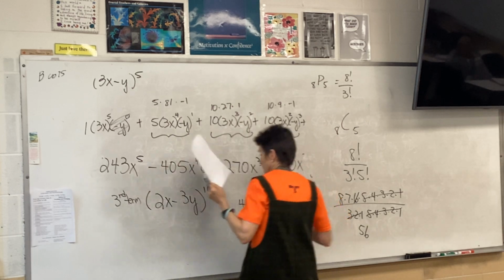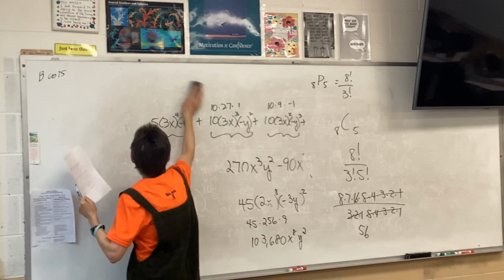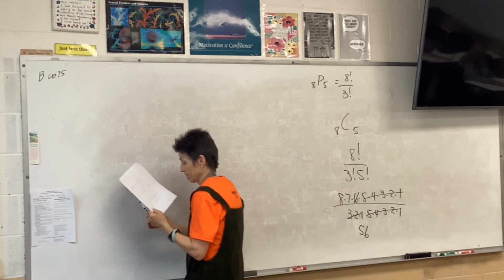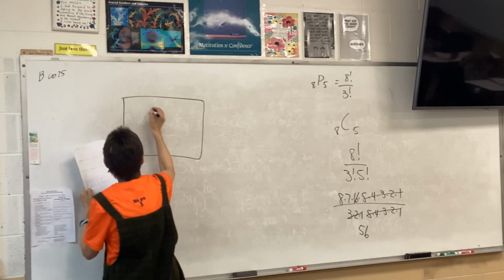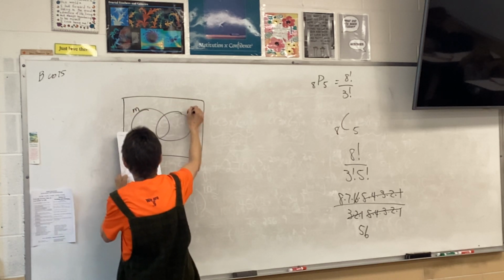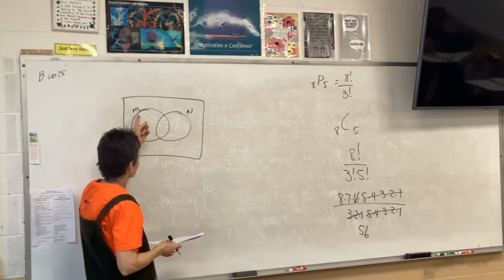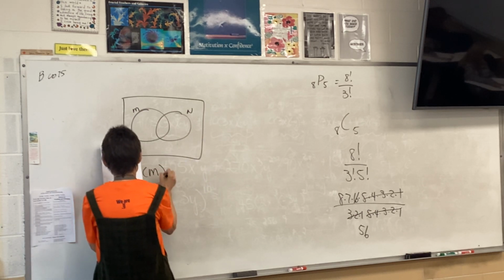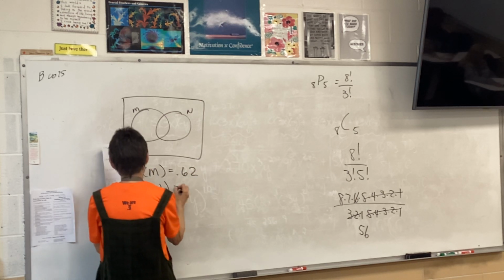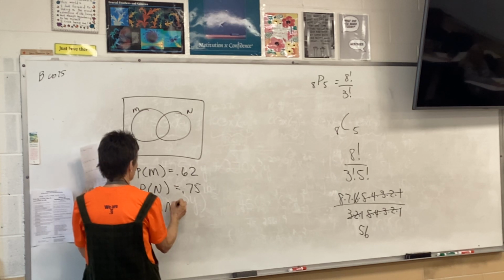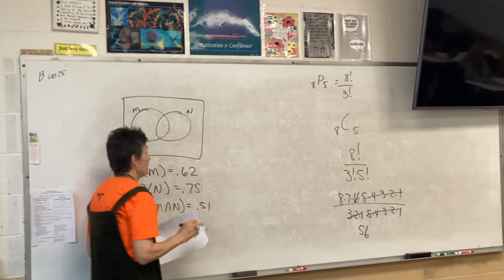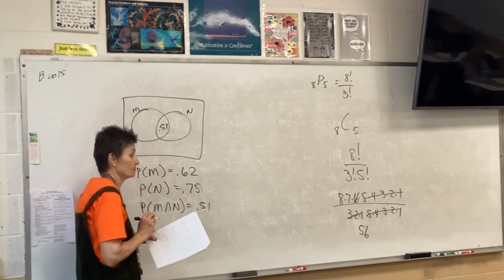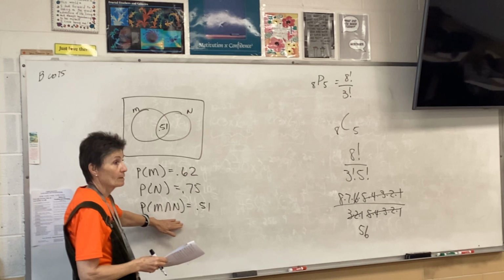Okay, 15. All right, so we've got M and N. And we know that the probability of M is 0.62, the probability of N is 0.75, and the probability of both is 0.51. So, where do we start? Put the 0.51 in the middle. That's the overlap. That's the and.